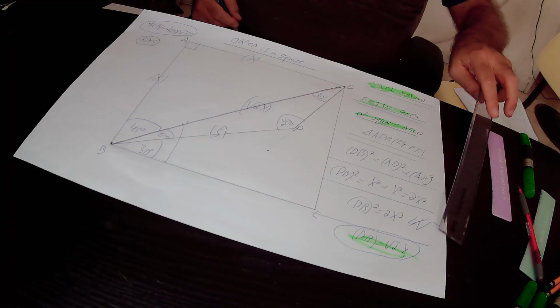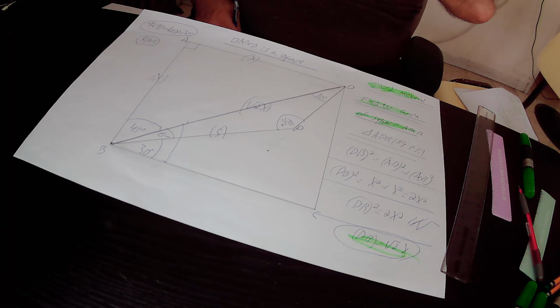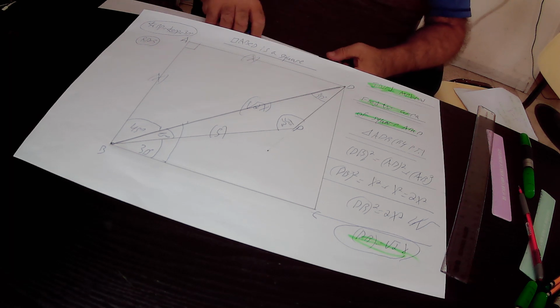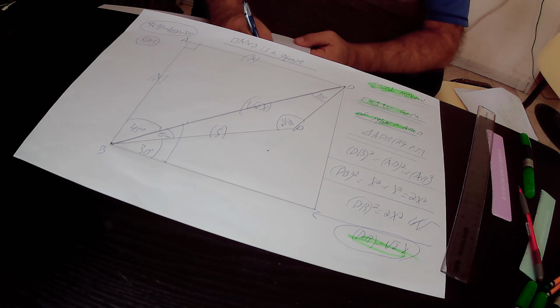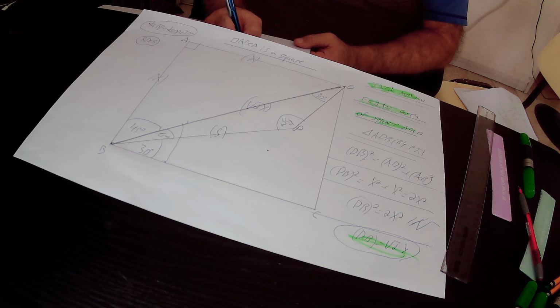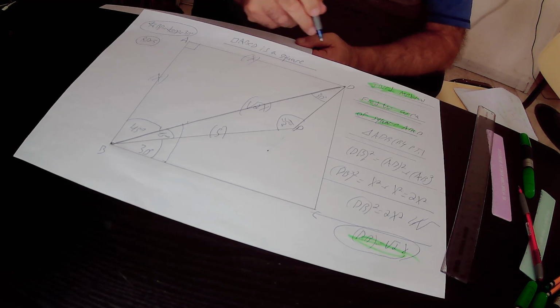According to the law of sines, in this triangle DBP, dB over sine 35 degrees, dB over sine 135 degrees, is equal to BP over sine 30 degrees.